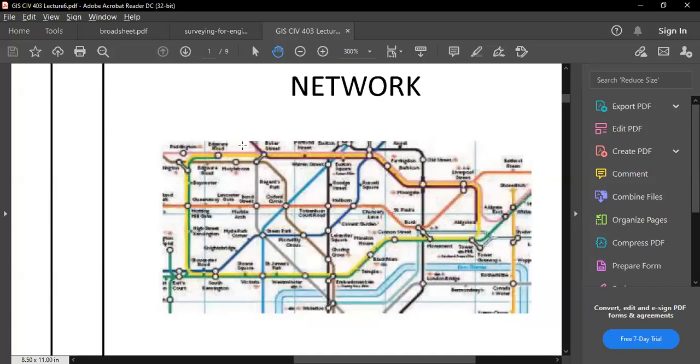the underground rail network in London looks like this. The circles are supposed to be junctions. Is that okay? It's supposed to be junctions. So there are places where you can change and move in a different direction. So the possibilities of reaching places are diverse.